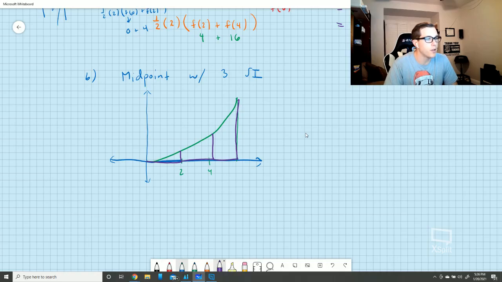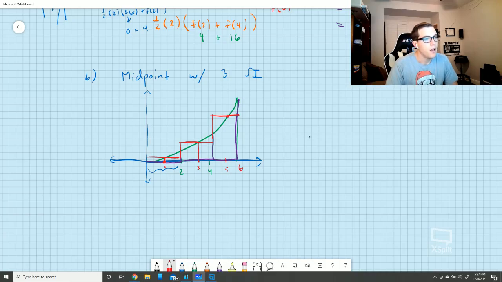What does midpoint do? Here's what midpoint says. If this is my first rectangle, and the bases from 0 to 2, go halfway between 0 and 2. So right here at 1, and make that the height of your rectangle. If you have 2 to 4, go halfway between, go up, and make that the height of your rectangle. If you're going from 4 to 6, go halfway between, 5, and make that the height of your rectangle.